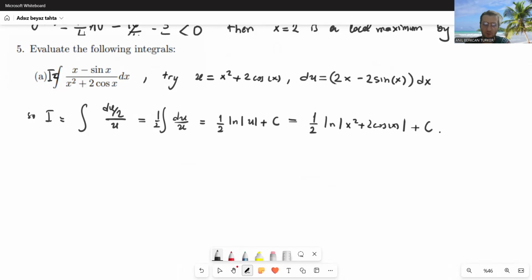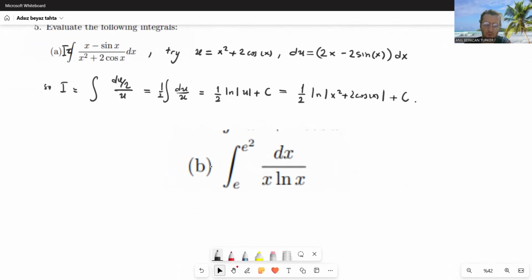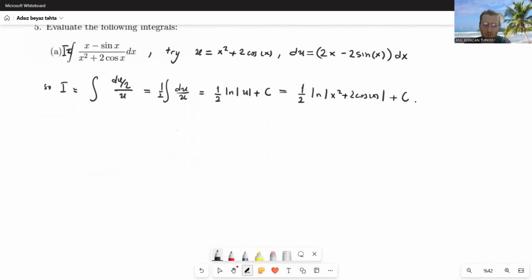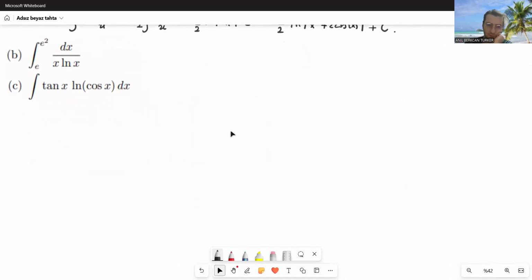So let me take another integral. Let me take 2 by 2, part B and C. Okay, so let's solve part B.